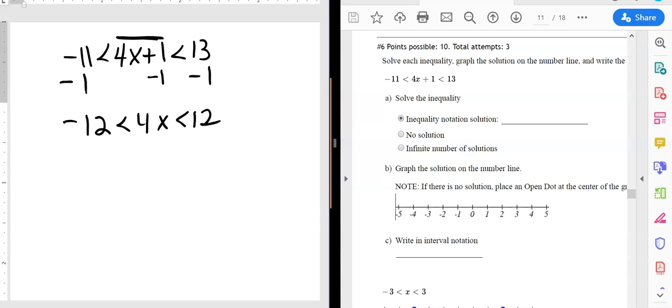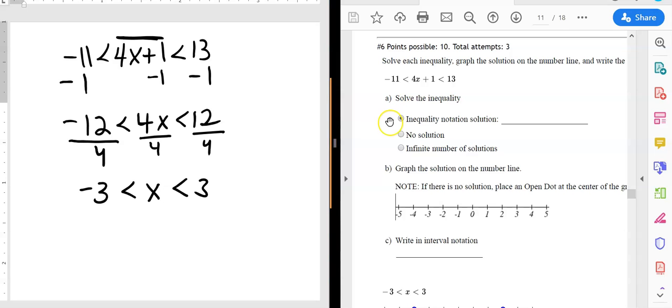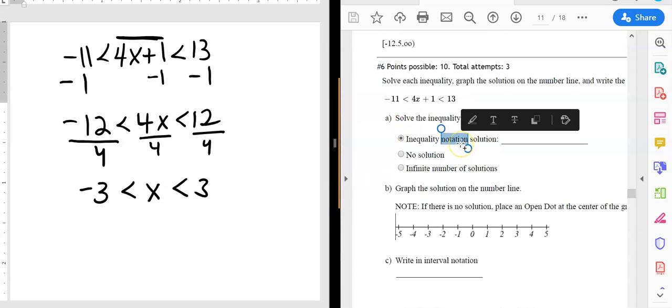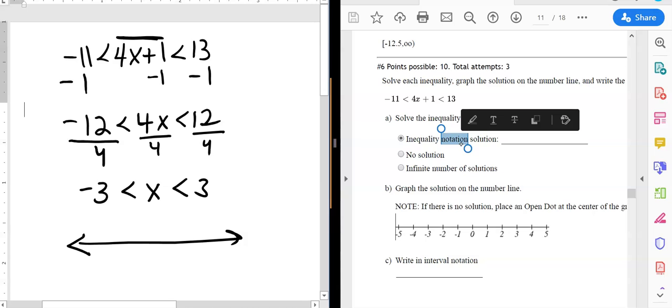Now I have a 4x in the middle. I want to get x by itself, so I'm going to divide both sides by 4, and I'll get negative 3 is less than x and is less than 3. Okay? So this is what we will use for our inequality notation here. Solution, part A. And then it asks us to graph the compound inequality.